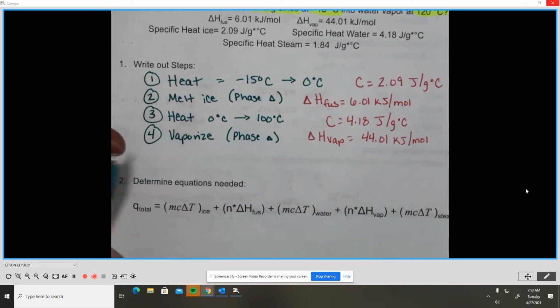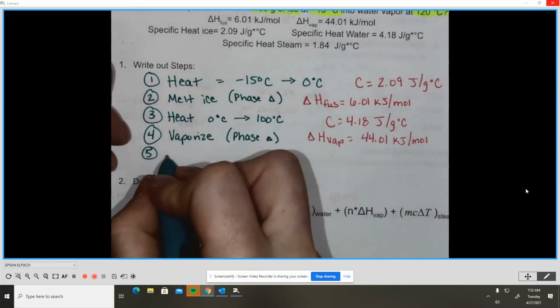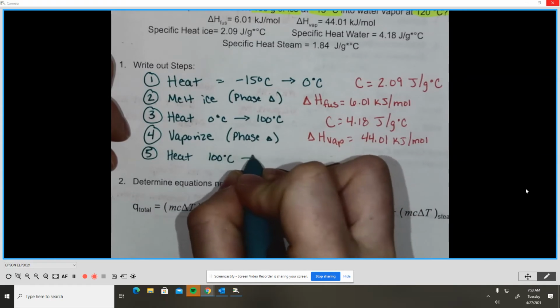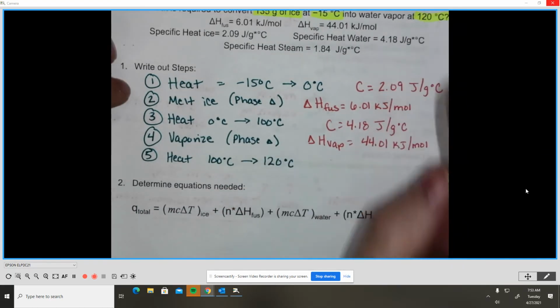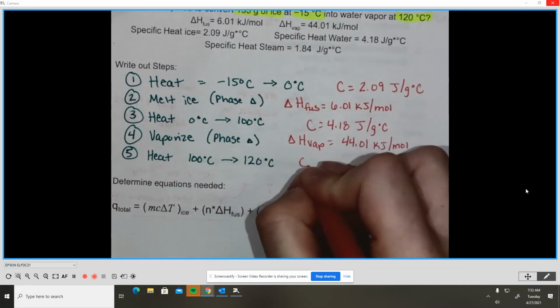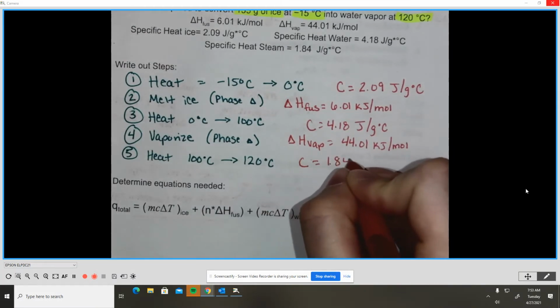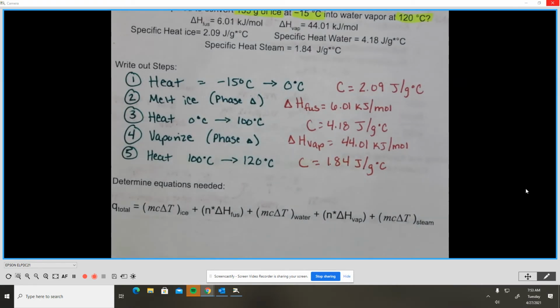We're vaporizing until everything is changed to steam. And then our last step is we are heating one more time, 100 degrees Celsius to 120 degrees Celsius, because that's what our question is asking for, 120. At that instant, we are at steam. So we're going to be working with the specific heat of steam, which is 1.84 joules per gram degree Celsius. So that's our first thing, is to write out the steps that we need that are occurring in our phase change.